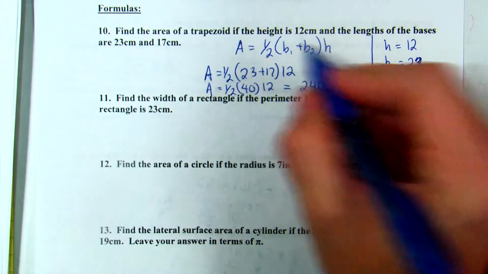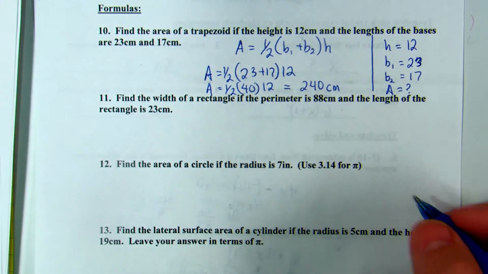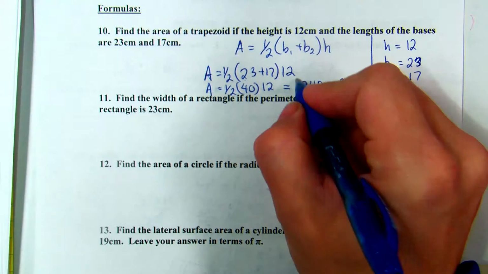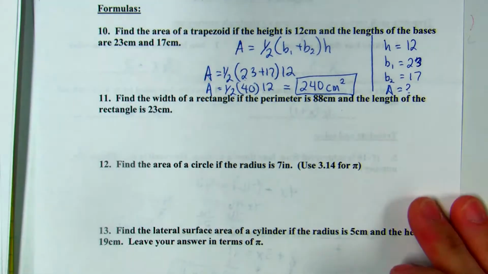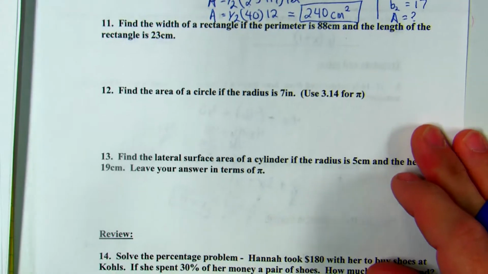And in this case, the units are centimeters. And it should be centimeters squared because it is area. So 240 centimeters squared. Okay, moving on down the page.